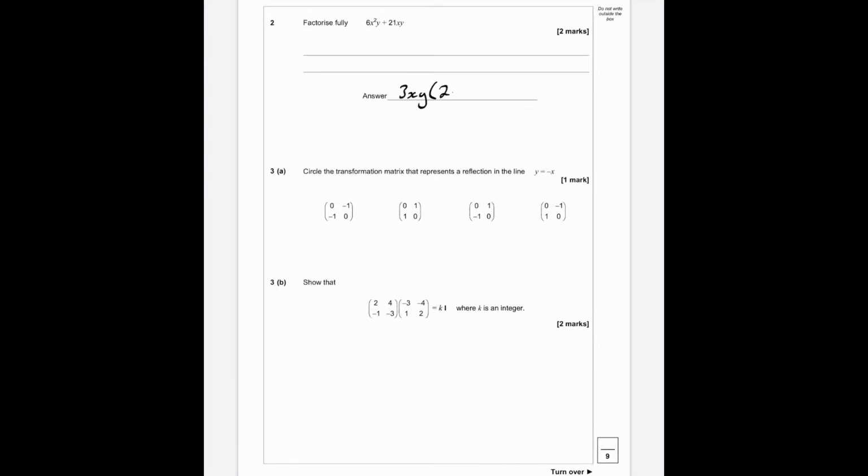For question 2, full factorization, we need to factorize out 3xy, and that would give us 2x plus 7, lots of it.